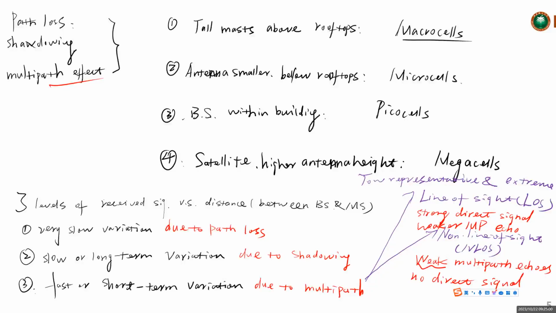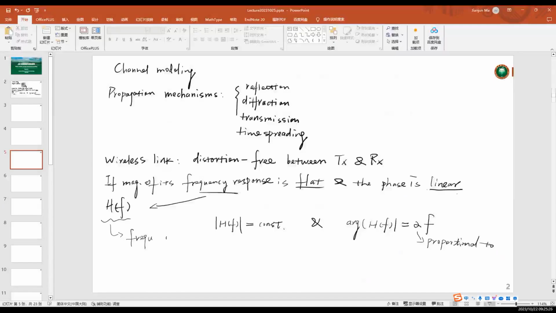There are several cases of how to characterize the received signal level due to reflections, for example, or due to line of sight and non-line of sight. Firstly, let's see the picture now.